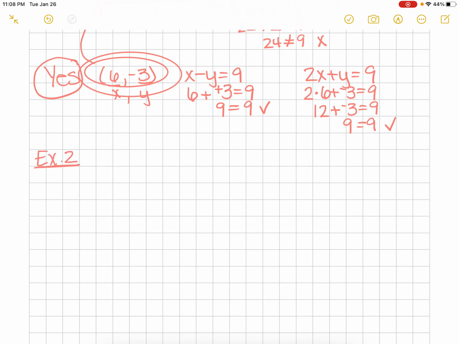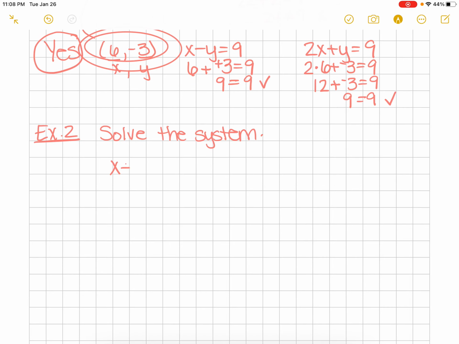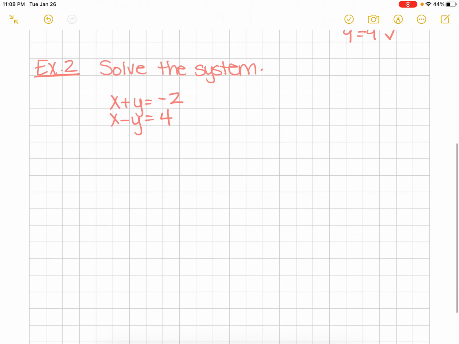And these are our points. This is the problem. It says solve the system. So on your homework, if it says solve the system, this is what you're going to do. So I'm going to have x plus y equals negative 2 and x minus y equals 4. So I'm going to solve this system by graphing.